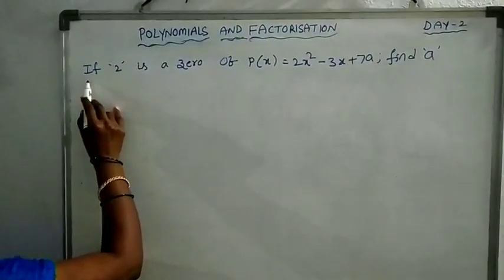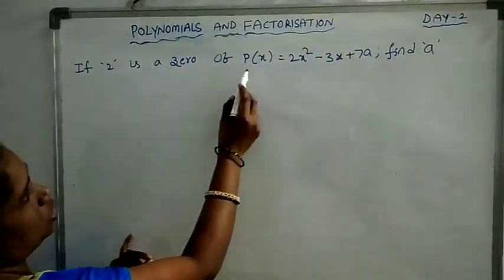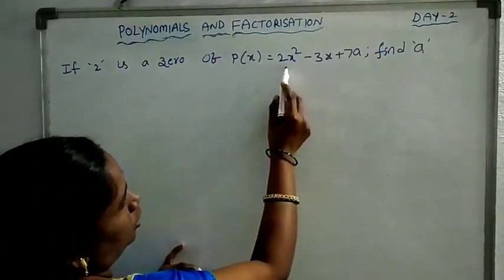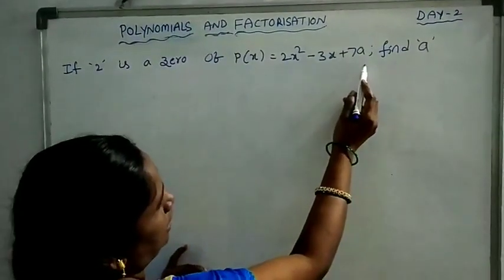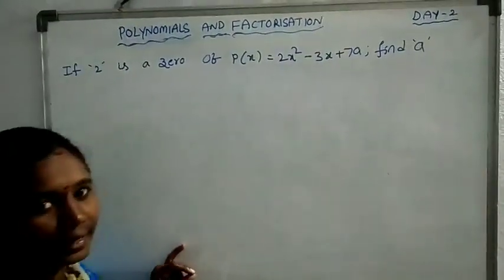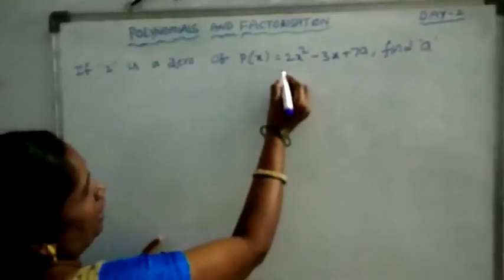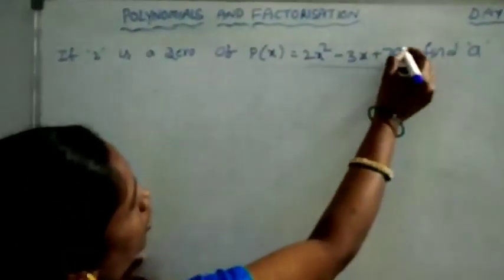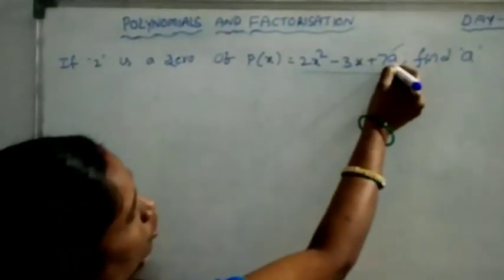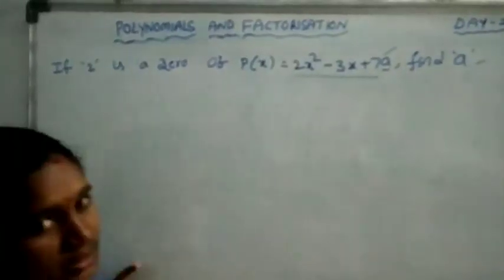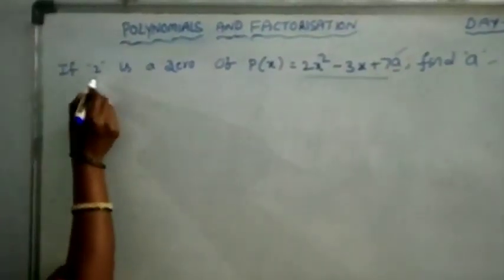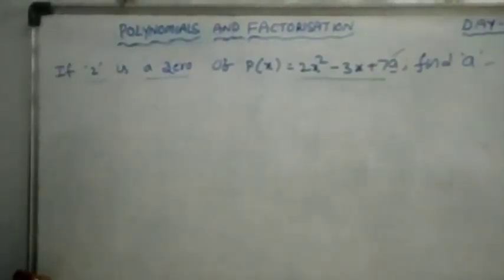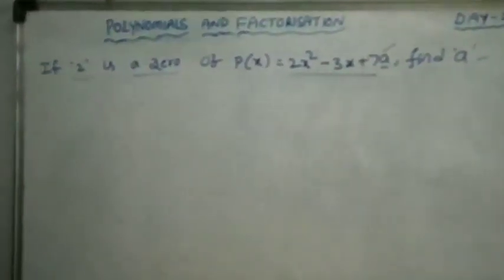One more problem, children. If 2 is a 0 of p of x is equal to 2x square minus 3x plus 7a, find a. Here we have a polynomial. In this polynomial we have one variable we don't know, 7a. We have to find this. So for that we have given a clue. 2 is a 0 of the given polynomial.